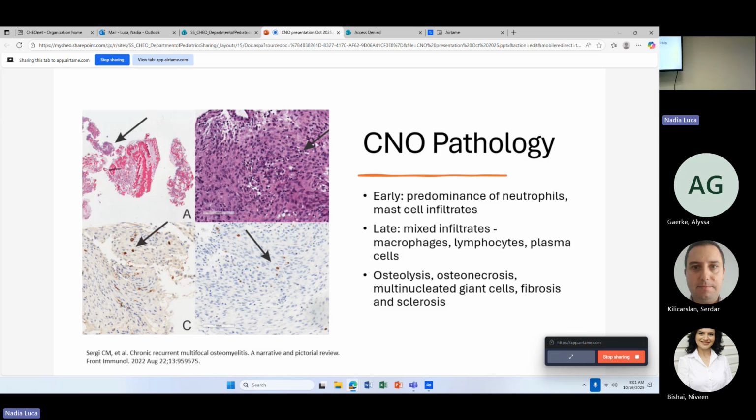But what you would see in a patient with CNO is, if it's early on, an inflammatory infiltrate made up of neutrophils and mast cells. And then later it turns into a more chronic mix of cells: macrophages, lymphocytes, and plasma cells. And then you may start to see, depending on where they are in their disease spectrum, more fibrosis and sclerosis. If you have a mix of inflammation and fibrosis, they say that's more indicative of CNO because it just shows that chronicity.